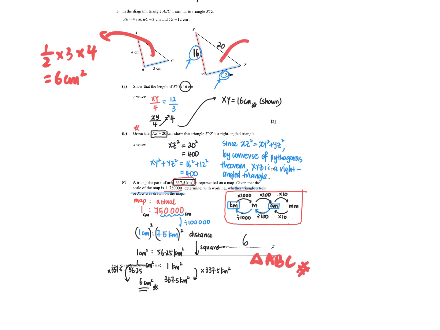Okay, just to confirm, you can do half times 12 times 16. So you have a 6 times 16, 96 cm square. So clearly you have not drawn XYZ. You have drawn this on the map. Okay, so the answer is this one.